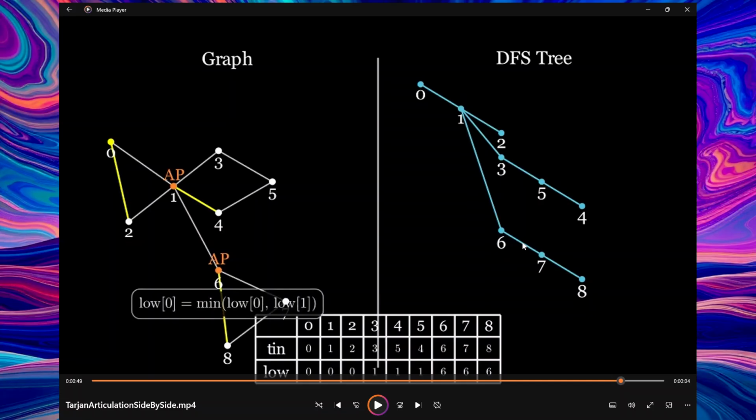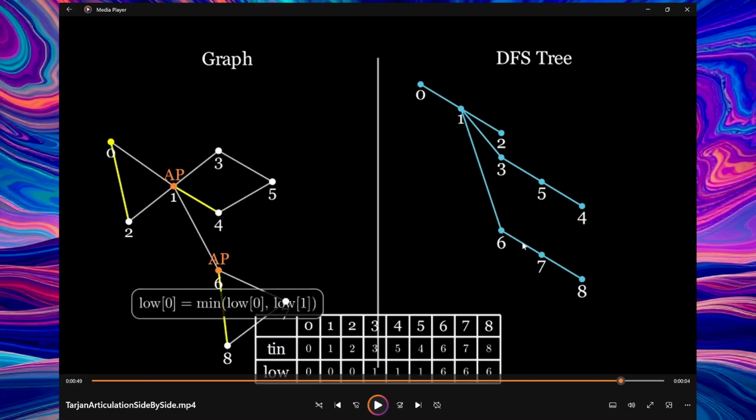We could not have gotten to 8 or 7 before we had gone through 6. So therefore 7 and 8 inherit 6's value. If instead we had it edged from 2 to 8, then 8 would inherit 2's value, and we would say, okay, well 8's value is 0, that's less than 6, so therefore 6 is not an articulation point. Does that make sense? Okay.